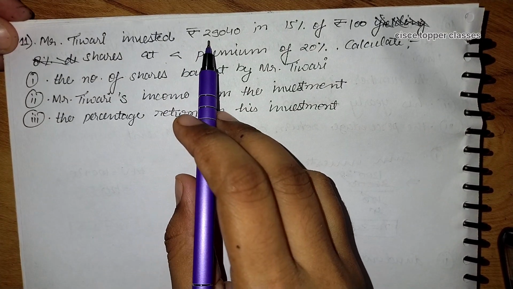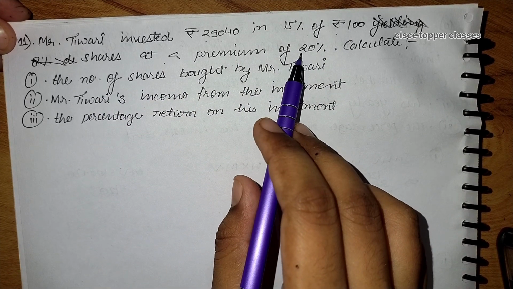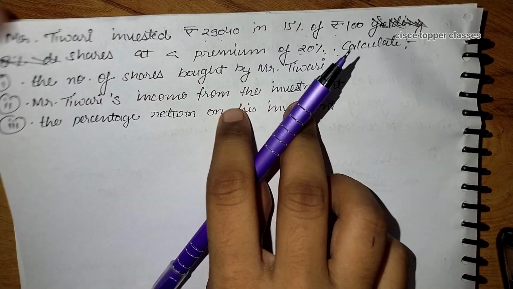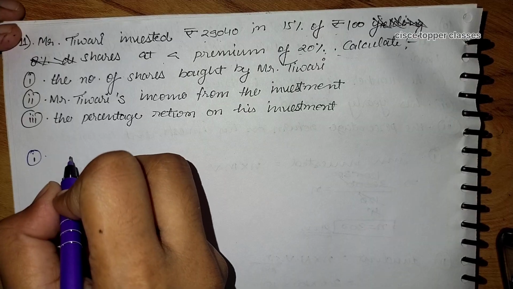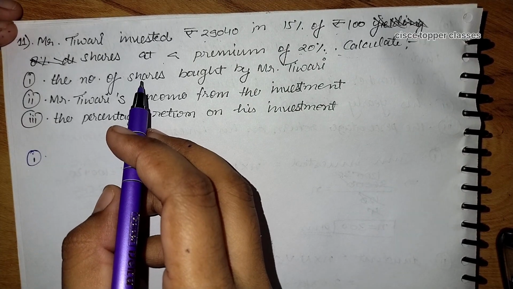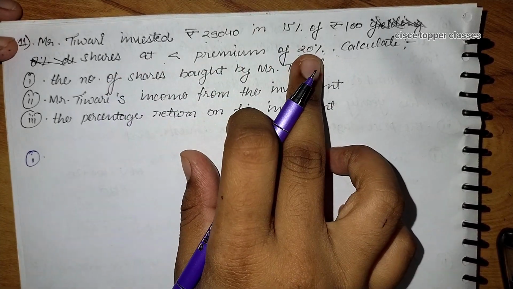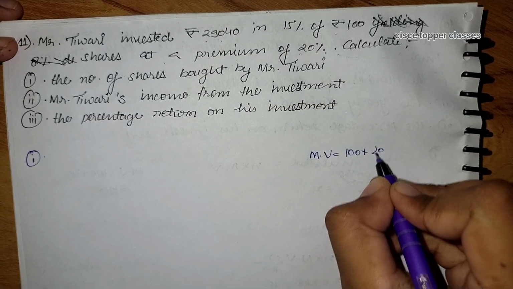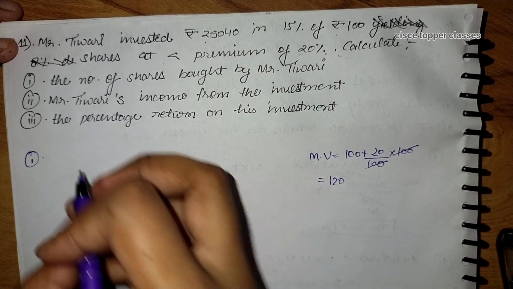Mr. Tiwari invested rupees 29,040 in 15% rupees 100 shares at a premium of 20%. Then we have to calculate the number of shares bought by Mr. Tiwari. If we have to find the number of shares, in total sum invested is equal to n into the market value. At a premium of 20%, the market value will be 100 plus 20% of 100. So the 100 will be cancelled out, and here we will get market value as 120.